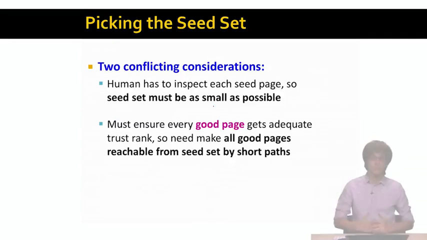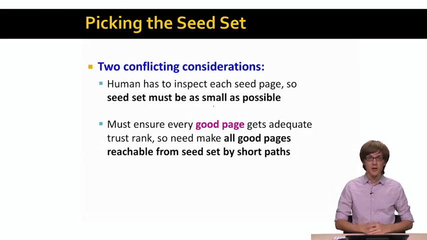Picking a seed set, we have two conflicting considerations. In some sense, we would want to make the seed set as small as possible. Why as small as possible? Because human labeling of web pages as trusted or not is very expensive, so we want to use as little human time as possible. On the other hand, we would like the seed set to be as big as possible because we want to cover all the good pages on the web. So ideally, we would like to put every non-spam page into our seed set. But that would mean the seed set is huge. So the question is, how do we balance these two conflicting goals?